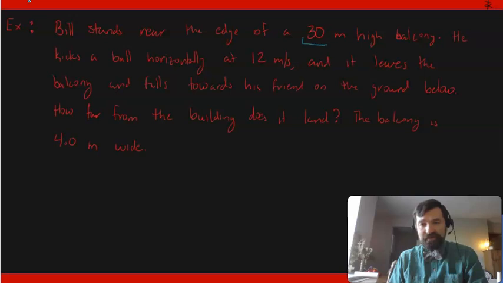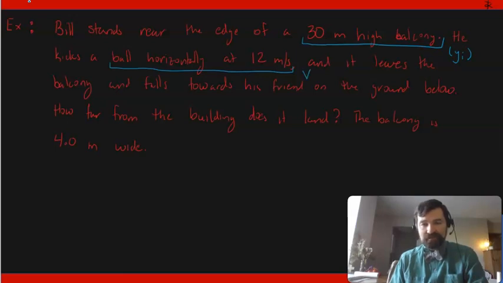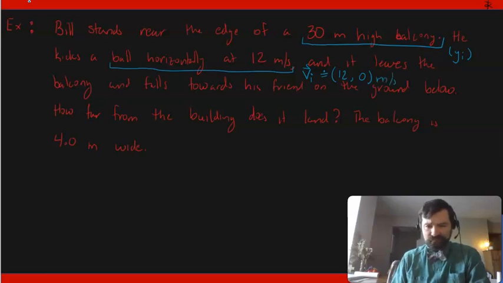We have that the balcony is 30 meters high, meaning 30 meters above the ground. This is giving us our y initial. We're told that the ball is horizontally moving at 12 meters per second when it leaves the balcony. So this is telling us that our initial velocity, Vx initial and Vy initial, is 12, 0 meters per second. And then it falls towards the ground below. How far from the building does it land?